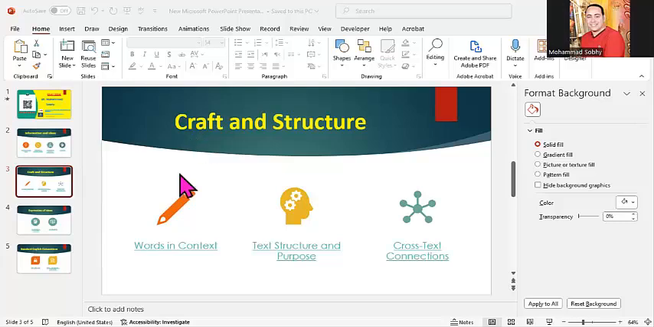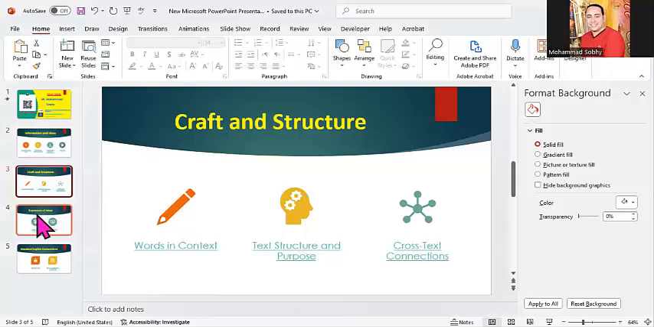Now let's move to the next step, which is text structure. Text structure and purpose. You'll face questions like, what is the purpose of the underlined sentence? What is the purpose of the underlined text? Cross-text connection. You will face a question that says, what is the relation between the first passage and the second passage? Or what is the relation between the first claim and the second passage? It's either supporting or contrasting or assuring the purpose. So these are things you will face, and you'll see questions about this. So this is craft and structure.